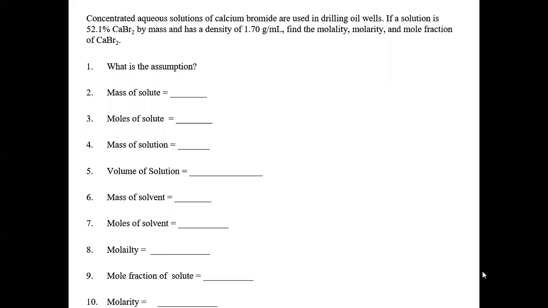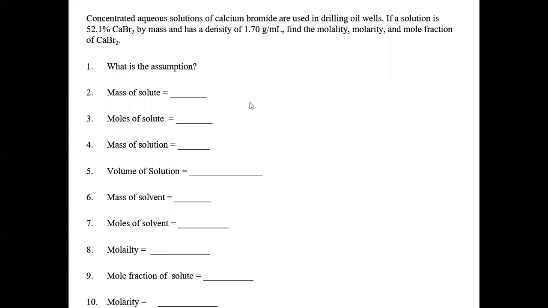So in this example here, involving different units of concentration, we're dealing with a concentrated solution of aqueous calcium bromide, which is used in drilling oil wells. Its solution is 52.1% calcium bromide by mass and has a density of 1.7 grams per milliliter. Find the molality, the molarity, and mole fraction.